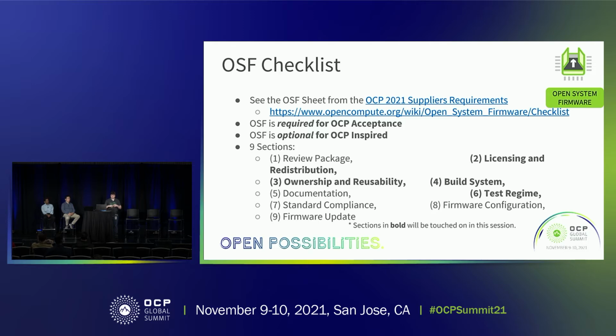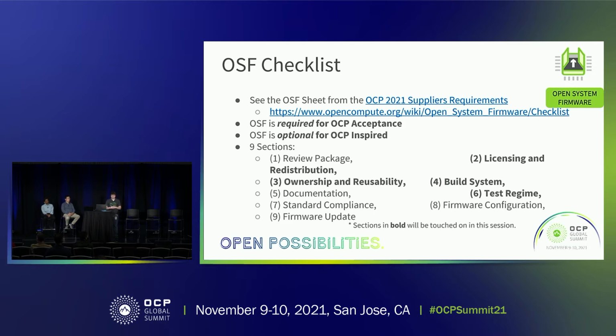All right, so first we'll be talking about the OSF checklist, which is the larger component of this talk. You can find the checklist at this link on the wiki. It is required for OCP acceptance. If you're submitting a server platform to OCP, you must meet the requirements of the OSF checklist. However, it is optional for the Inspired tier for OCP.